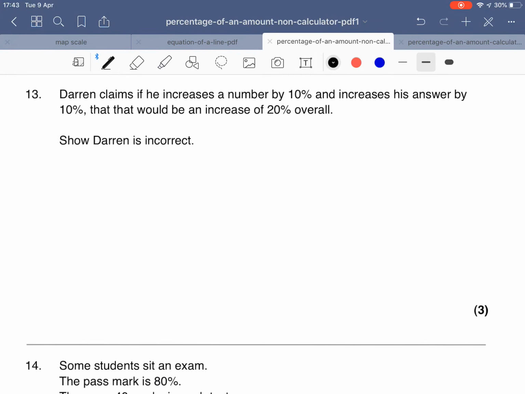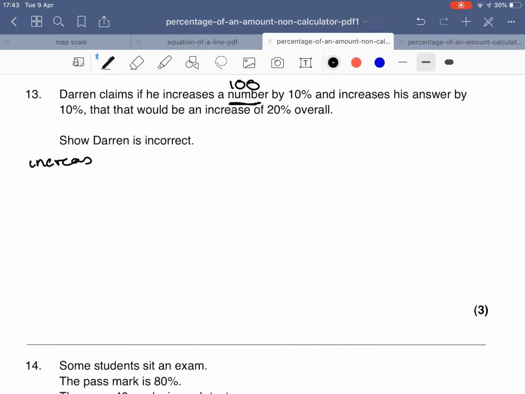Okay, Darren claims if he increases a number by 10% and increases his answer by 10%, that you would be increasing by 20% overall. Ooh, they like doing questions like this. So, pick a number to prove it. Okay, so if I pick a nice, easy number to work with, like 100, it's a nice, solid number.